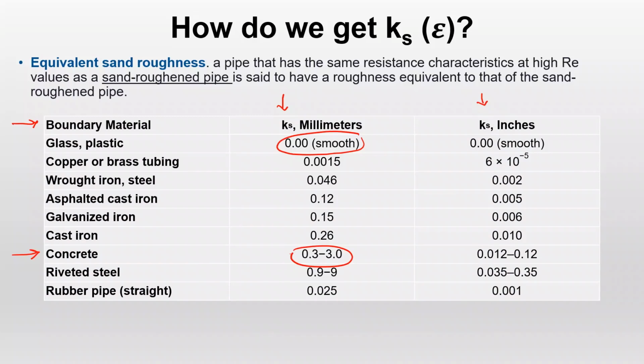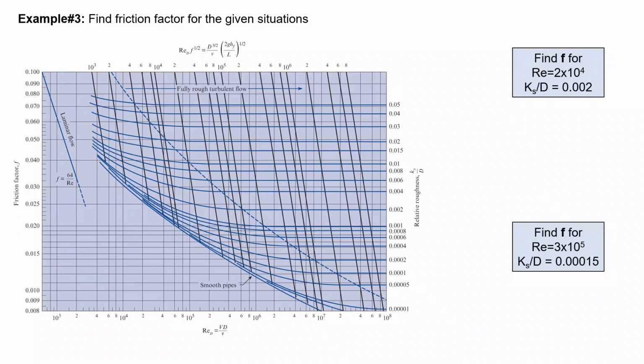So when you find K sub S based on the material of your pipe, you can put it in this equation, K sub S over D, to be able to find relative roughness, and you can find relative roughness on the Moody diagram. So in this example, we are going to find friction factor based on the given situation. Let's first talk about this situation over here. I'm going to call it example 1. We are going to find F based on the given Reynolds number and the given K sub S over D. So whenever you have this kind of situation, the first thing that you need to do is to find K sub S over D. The K sub S over D is 0.002, and it can be located exactly over here, right?